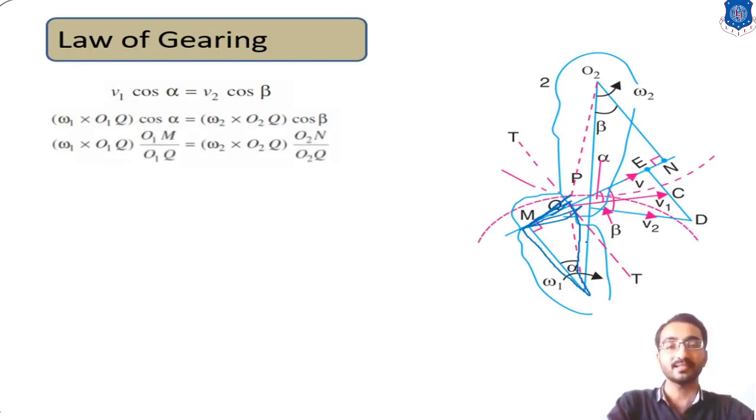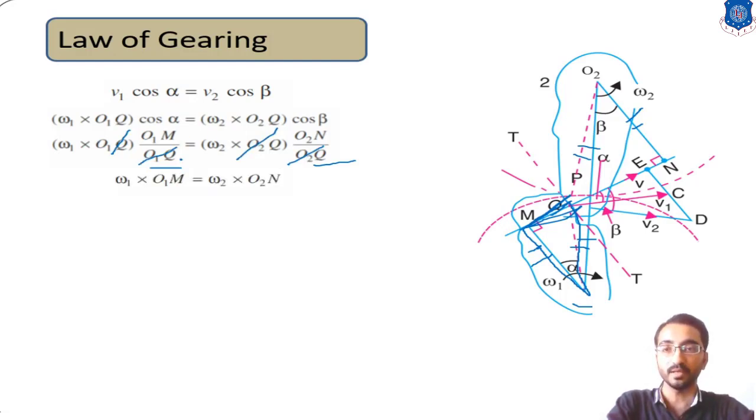Okay, so the adjacent side is equal to O1M, and the hypotenuse is equal to O1Q. So it is O1M upon O1Q, and in a similar way the adjacent side over here will be O2N upon the hypotenuse, which is O2Q. Now this term can be cancelled out from both sides. So we can derive that omega 1 into O1M is equal to omega 2 into O2N.